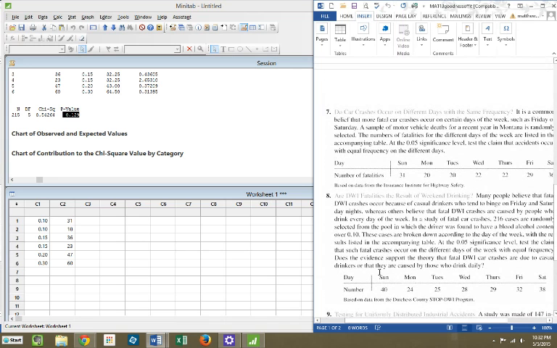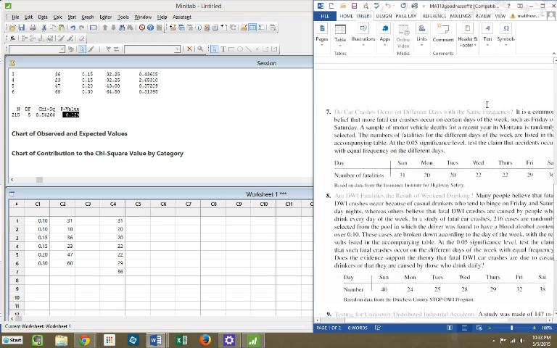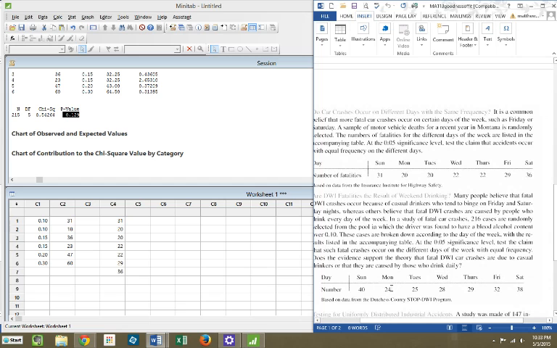If I go down here, it says, do fatal car crashes occur with the same frequency every day of the week? So here we go. On a Sunday, they have 30 car crashes, then 20 fatalities, 20, 22, 22, 29, and 36 fatalities. I think that covers everybody. Yes, it does. And the question is, do they occur with equal frequency?